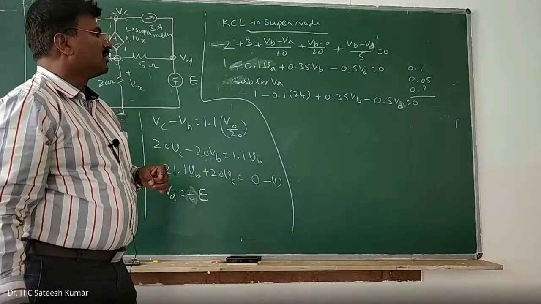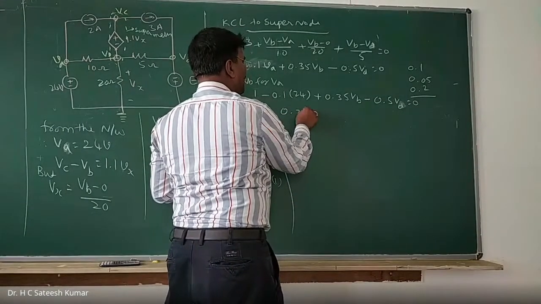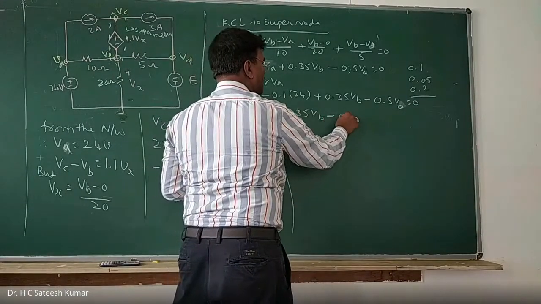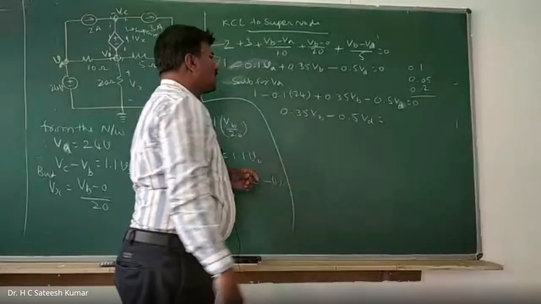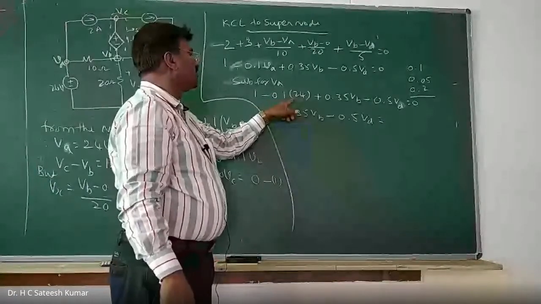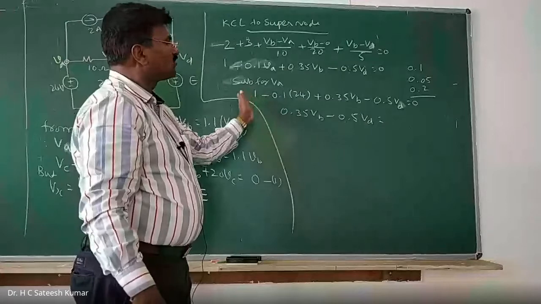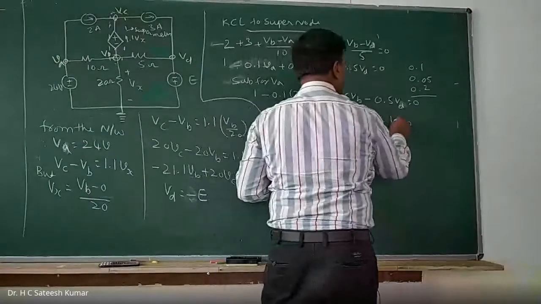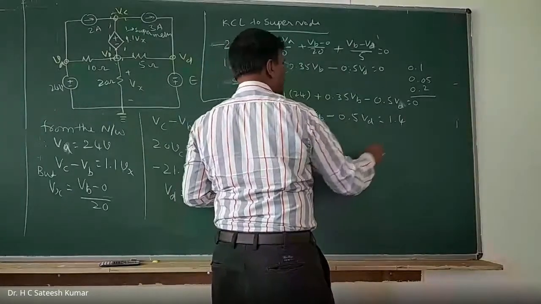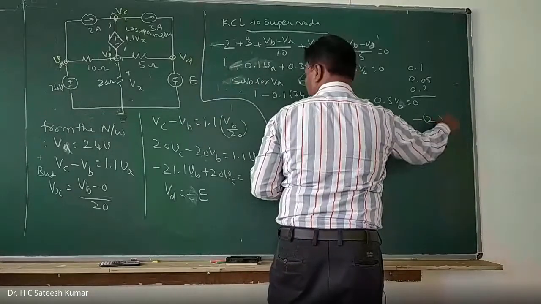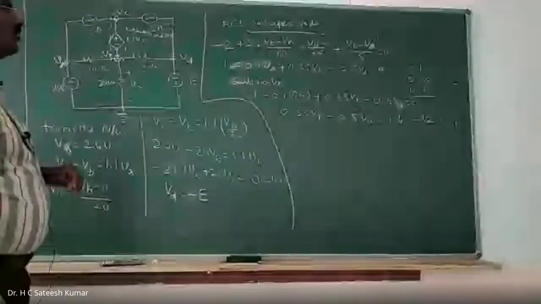Okay, right. Now what is that? This one can be written as what? 0.35 VB minus 0.5 VD is equal to 0.1 into 24, that is minus 2.4. Minus 2.4 plus 1 is minus 1.4. Transfer to right hand side, you will get it as 1.4. Okay, right. Now we got the second equation. And now what is that we have?